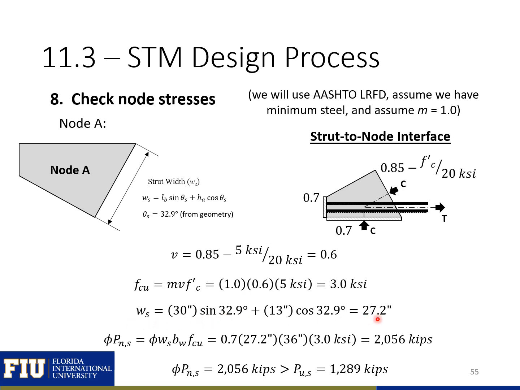And then with this length of our strut to node interface, we can calculate the area of this interface, multiply it by the f sub cu, the effective concrete strength, and then by our phi factor for compression elements in the strut-and-tie model, and calculate our factored strength, which is equal to 2,056 kips in this case. We can then compare this to the force that's coming in at this node and make sure that our phi Pn at the strut to node interface is greater than the force that's applied at this face. So we're okay with this node.